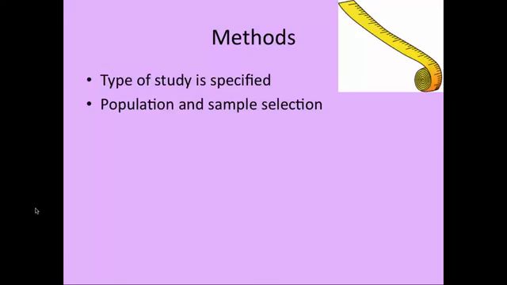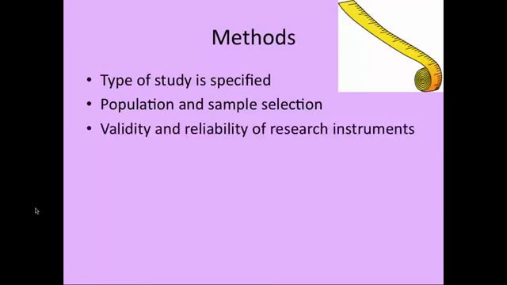So if the population is all teenagers diagnosed with depression, they have to tell you how they went about selecting a sample, a subset of this population for the current study. If the authors use standardized instruments, so perhaps the Hamilton Depression Scale or the Beck Cognitive Scale, they should report the validity and reliability of the research instruments. So they should give you a sense of whether or not these are valid and reliable instruments that they are using. It should also cover the research design and procedures that they used.